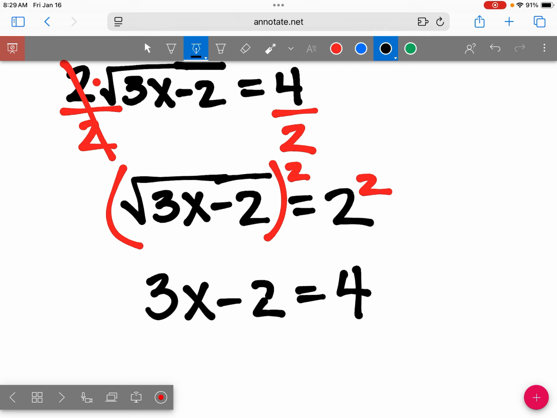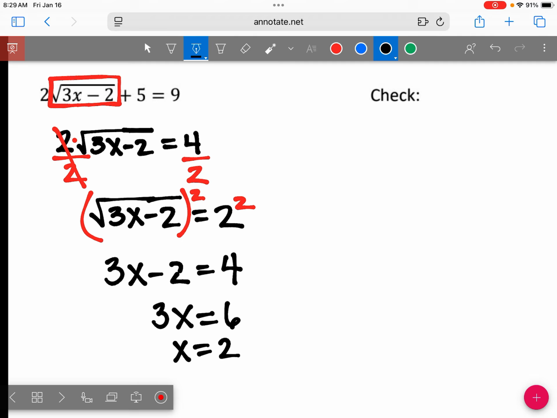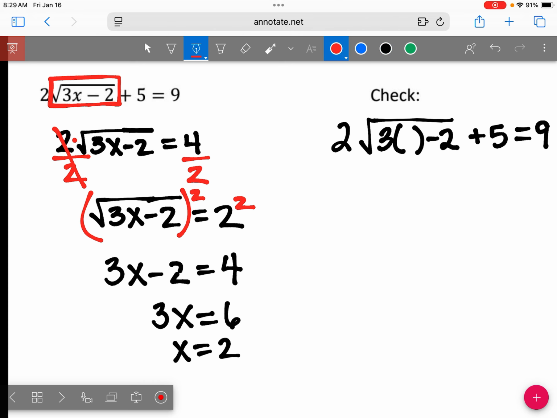So I'm going to add 2, which would be 3x equals 6. Then I'm going to divide by 3, and I get x equals 2. All right, let's do our check. So I have 2 times the square root. And I know today all of our checks will work, but we will get to some where it doesn't work. So I'm going to put my 2 right here.